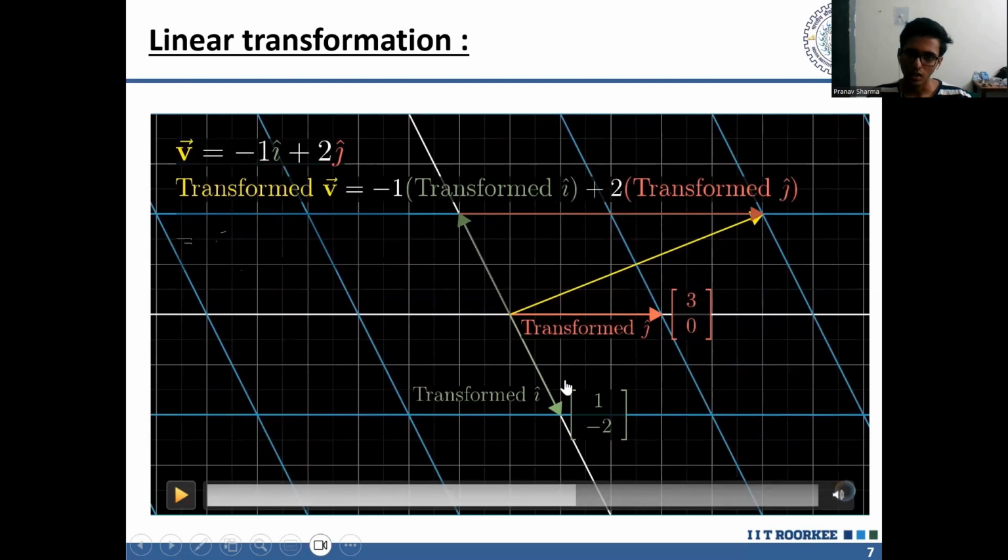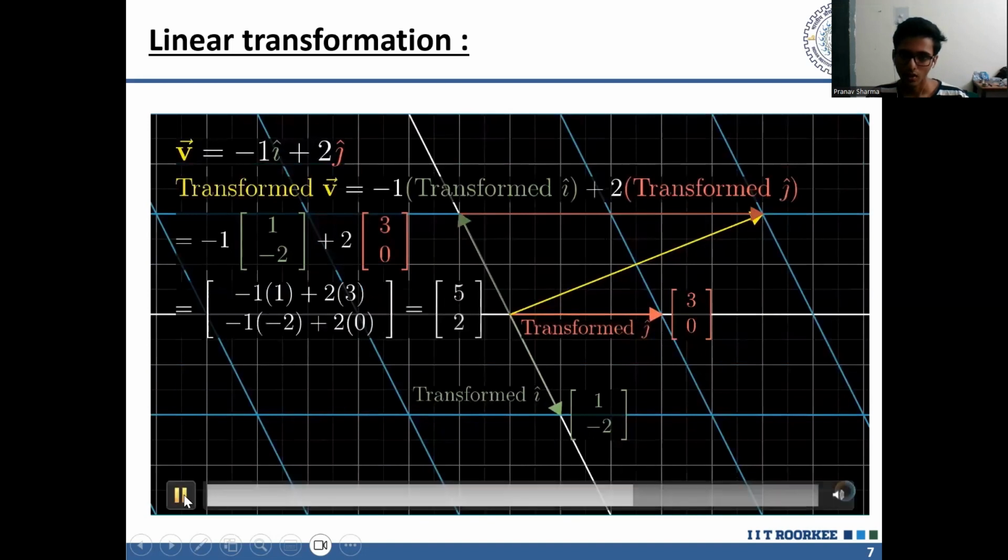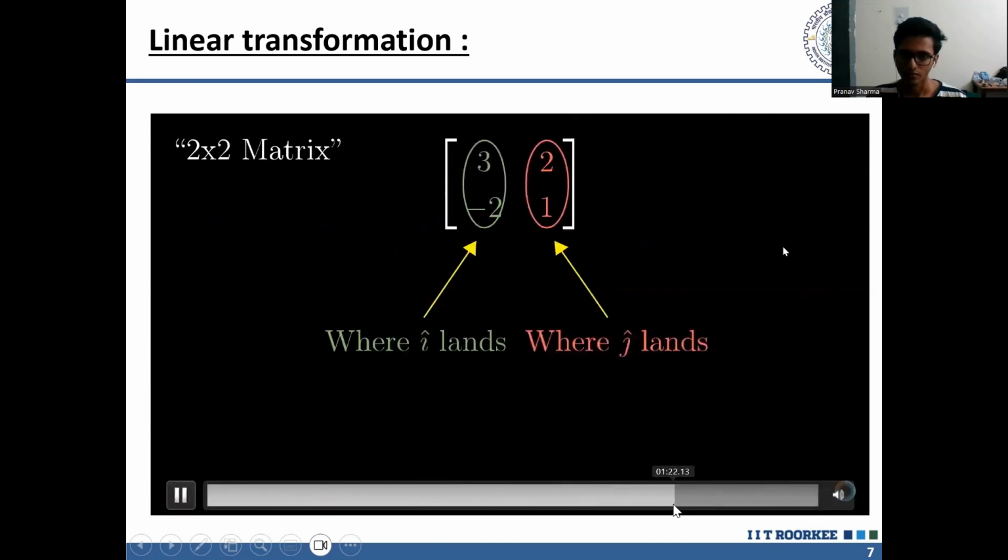And let's say the transformation made i cap to be 1 comma minus 2 and j cap to be 3 comma 0, then we can see that just by multiplying those coefficients, we get the transformed v vector, which is nothing but 5 comma 2.